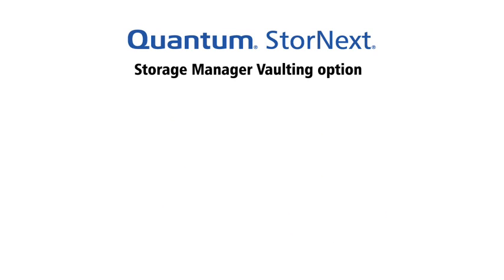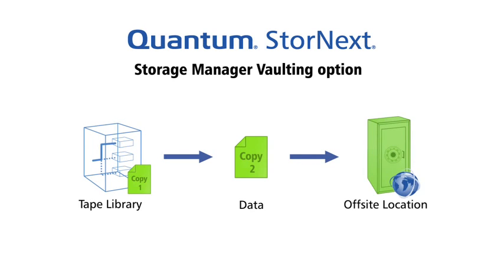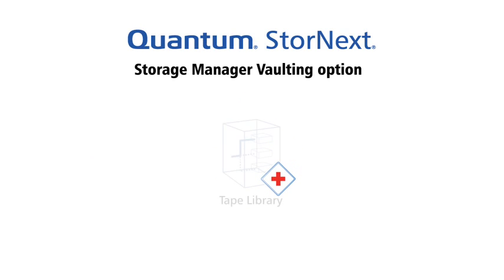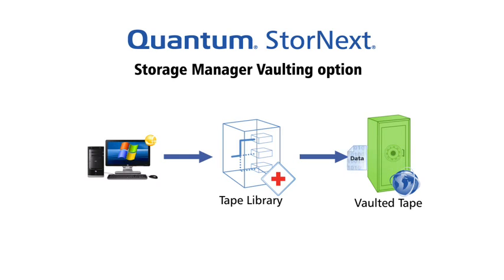The Storage Manager vaulting option is used for the ultimate in data archive protection. Data on tapes resident inside the library can be duplicated onto another tape that is removed from the library and typically stored in an off-site location. In the event that a read request cannot be fulfilled from the tape library, StorNext Storage Manager will prompt the operator to reintroduce the vaulted tape to StorNext, thus fulfilling the read request to the application or user.